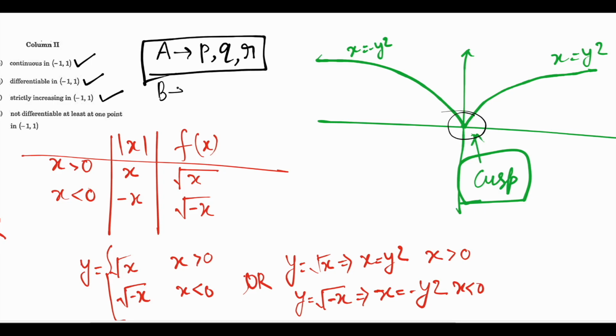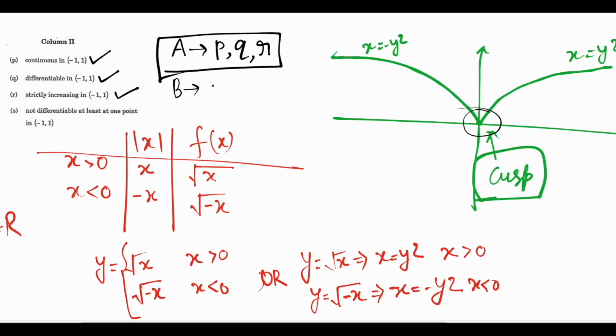So finally the function is continuous but not differentiable, at least at one point between -1 and 1. And also look that the function is not strictly increasing between -1 and 1. It is going down to the value 0 and then it is rising. So the function is not strictly increasing between -1 and 1. So our final answer will be P and S only.